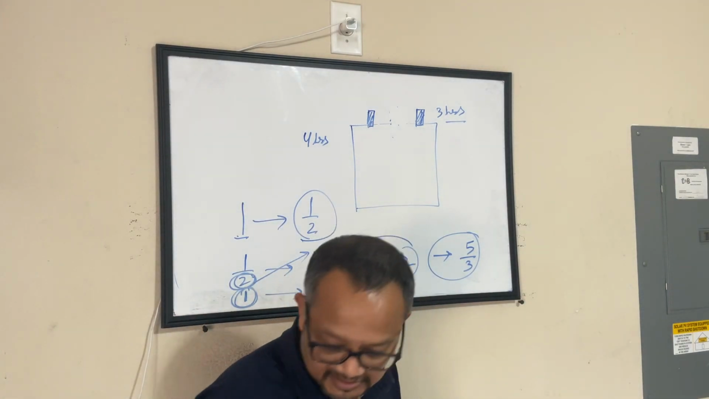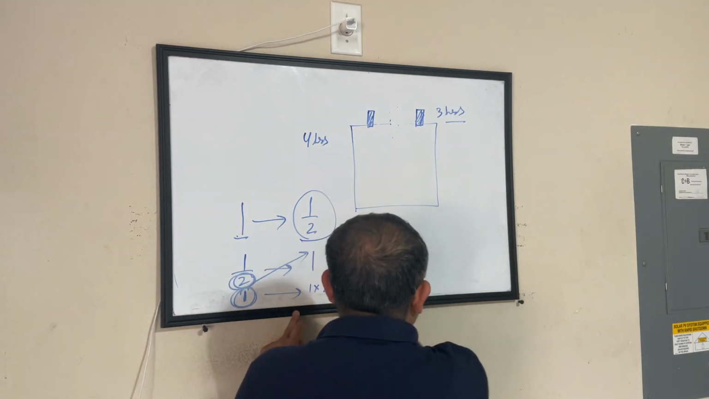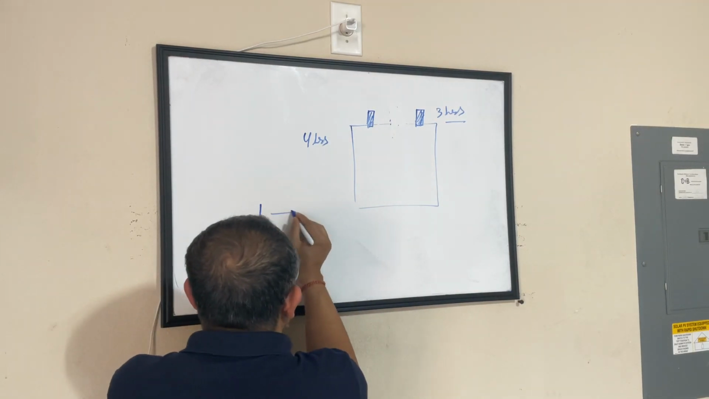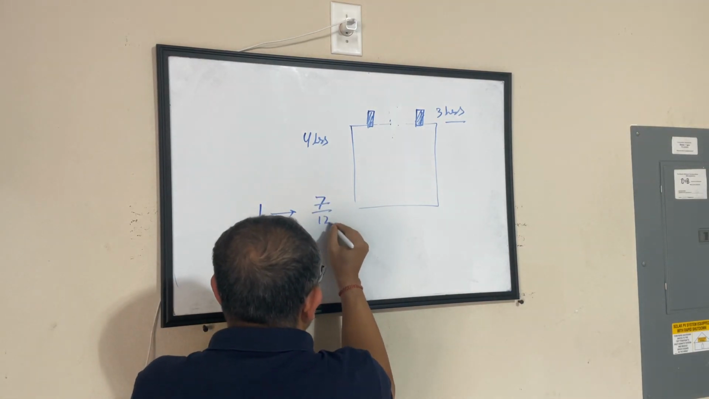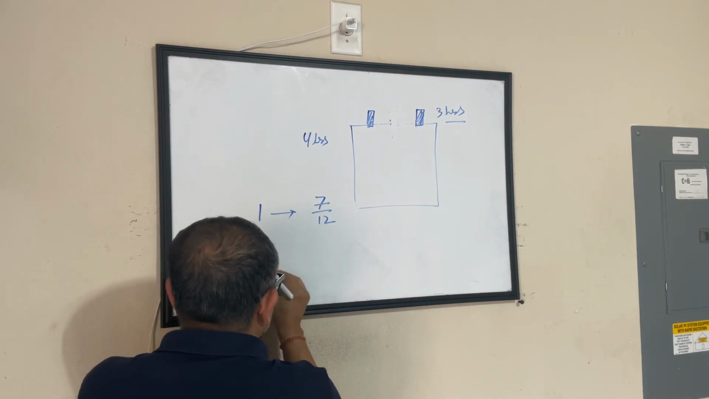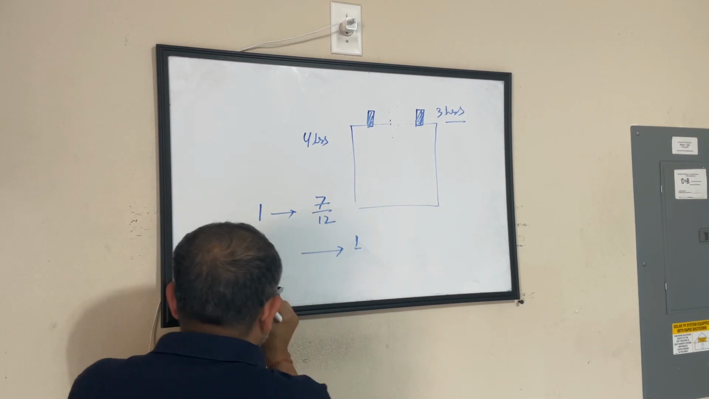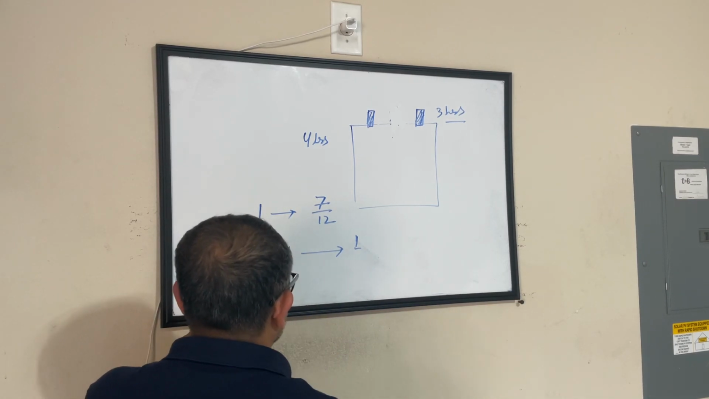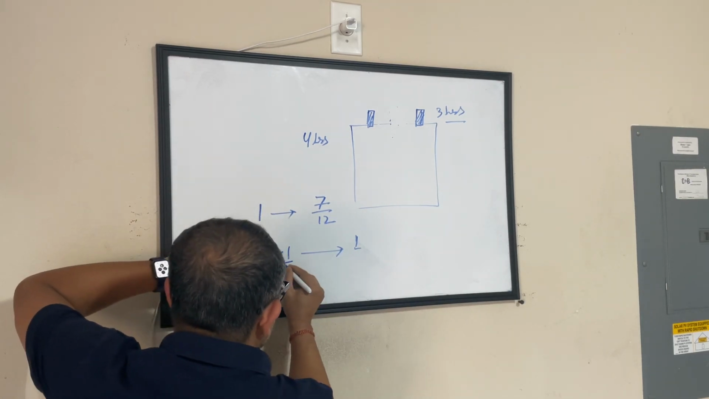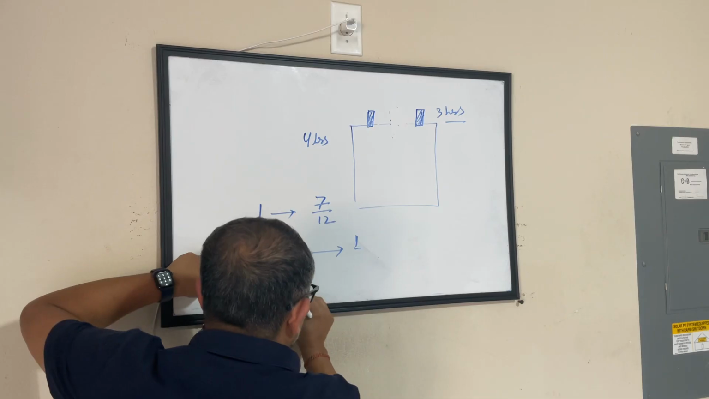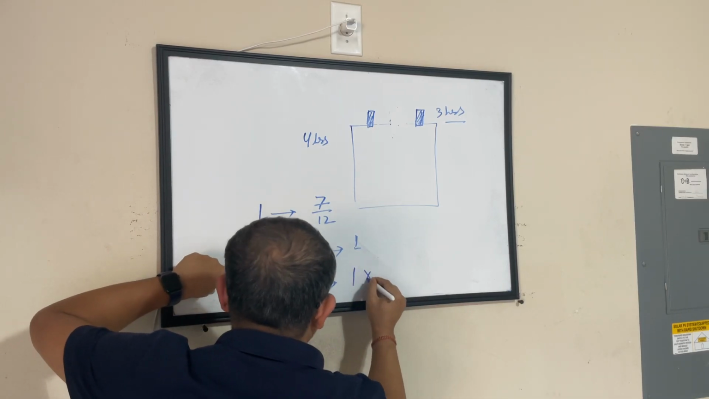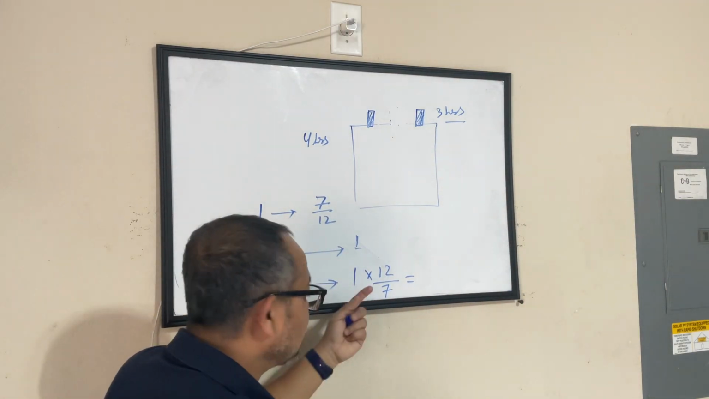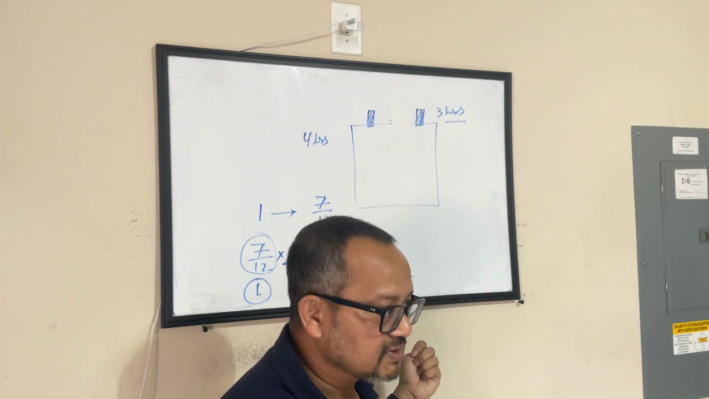Similarly, Chris, in your case, you and Vishal told me that in 1 hour 7/12 of the tank is filling up. What I need is only one whole tank, so I want to keep 1 here and move everything else to that side. So I say 1 here, and then 12 goes up, 7 comes down, and that is how you got 1.7 or whatever it was.